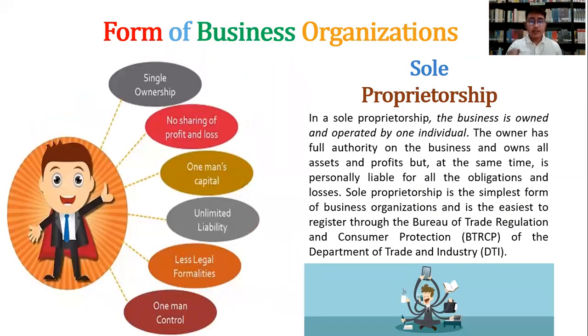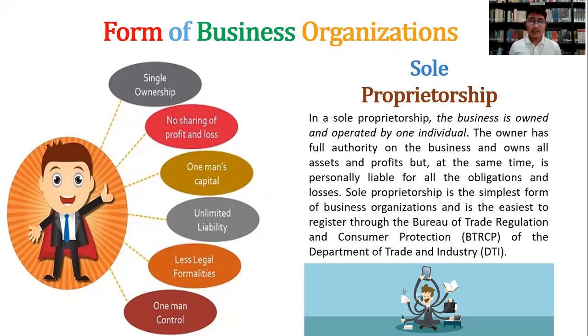Now, we go to the different forms of business organization, and we will start with the sole proprietorship. As you can see, a sole proprietorship is a business owned and operated by one individual. Tandaan, it is owned and operated by one individual. The owner has the authority on the business and owns all the assets and profit, but at the same time, it is personally liable for all obligations and losses.